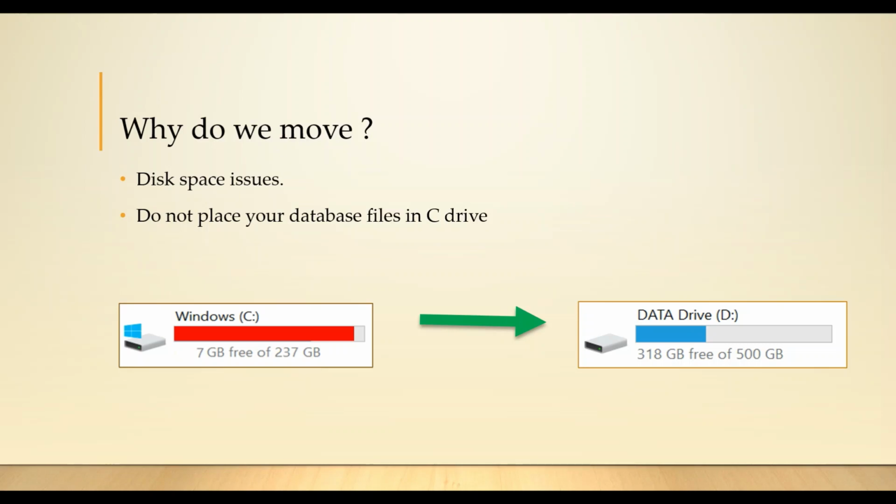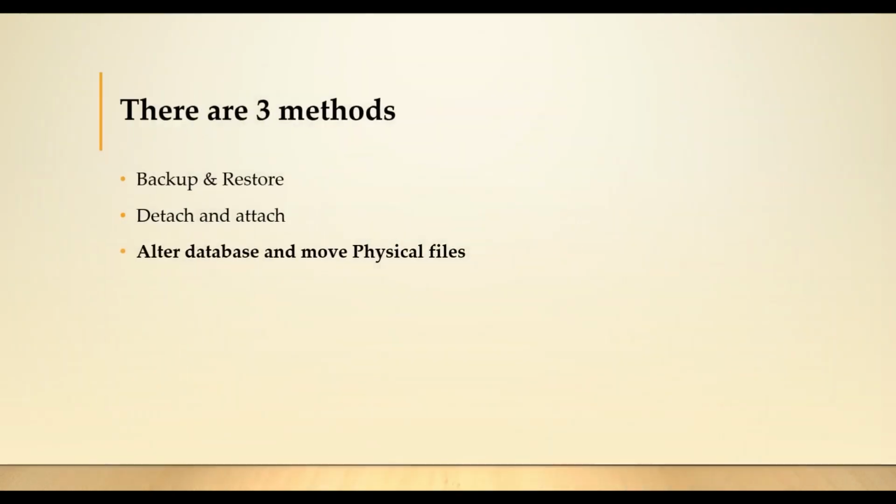The next thing, what are the three methods? First is backup and restore. We take a backup and then restore it on the target server, and then we relocate the files to the other drive. The second is to detach the database and then attach the database files from the new location. And the third one, which is most widely used, is to alter the database and move the physical files. The third method is what we are going to discuss in this demo.